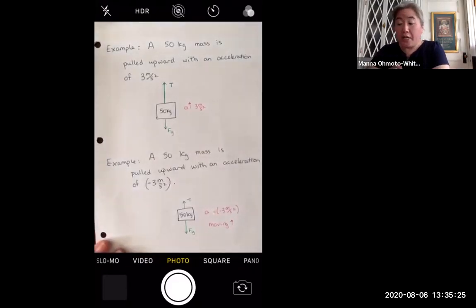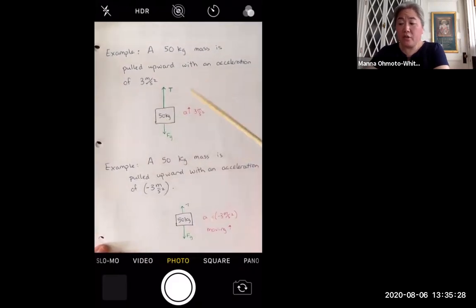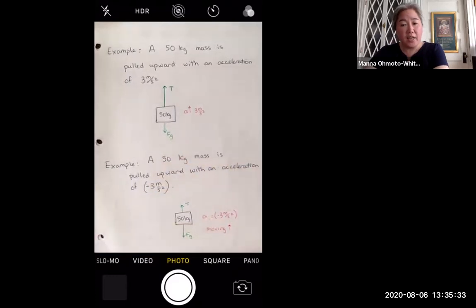Here's another one in the y direction. So I have a 50 kilogram mass pulled upward with an acceleration of 3 meters per second squared. So I have acceleration moving upward, and it's a positive 3 meters per second squared. It's going to be a positive value because I'm moving in the positive direction and I'm speeding up. So a is going to be positive moving up, which means that my net force has to be in the upward direction. My upward force has to be longer and more powerful than my downward force.